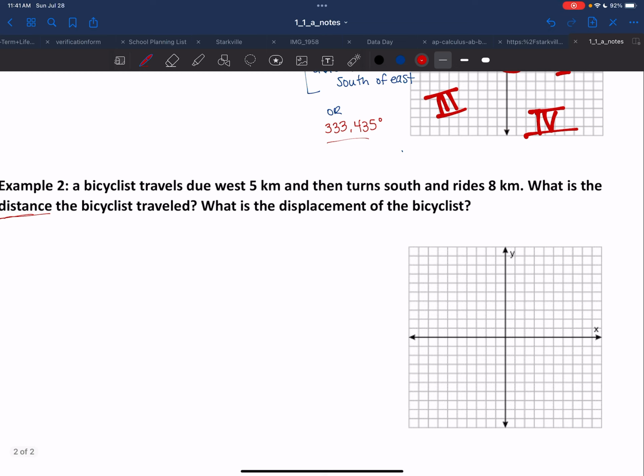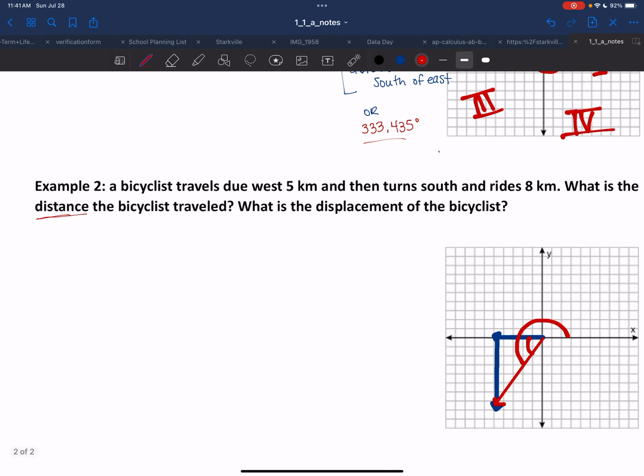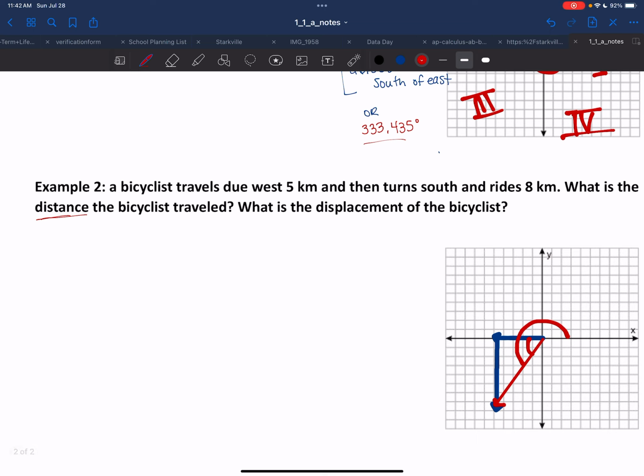All right, let's go ahead and take a look together. I've got 5 kilometers west, so 1, 2, 3, 4, 5. And then I've got 8 south, so 1, 2, 3, 4, 5, 6, 7, 8. So my vector quantity is going to be this right here. So the answer that I get is going to be south of west, right? If I'm looking for this particular angle, or I would find the angle all the way from the positive x-axis.